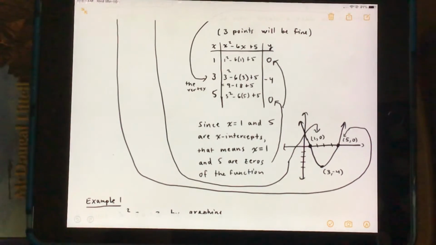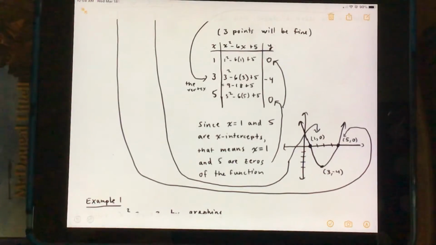So we are plotting (1, 0) and (5, 0) on the x-axis. Those are the x-intercepts. They are the solutions to the quadratic equation. And then we're also plotting the vertex and drawing our parabola through those 3 points. 3 points will be sufficient for what we're doing here.